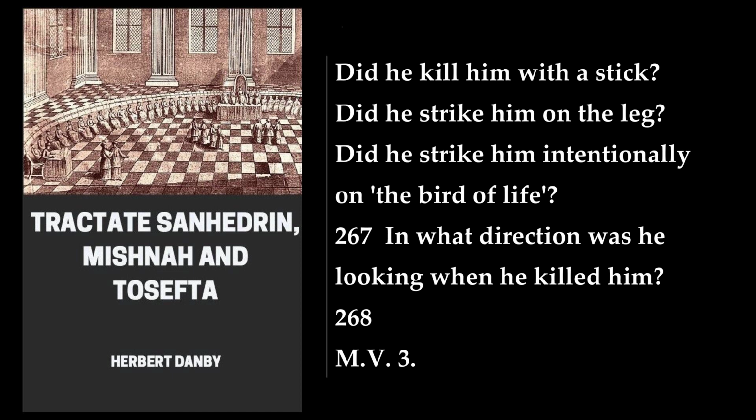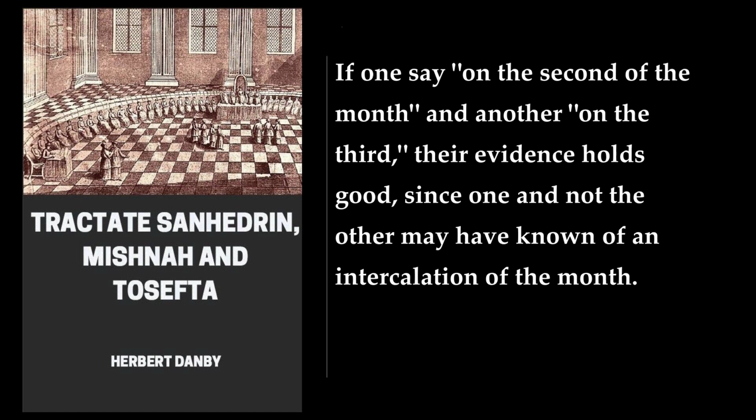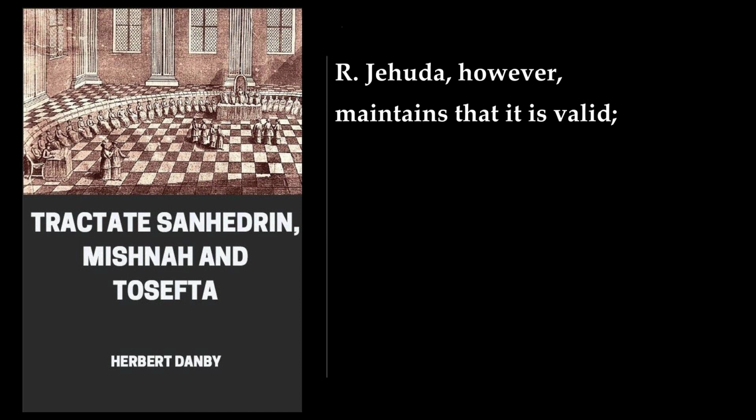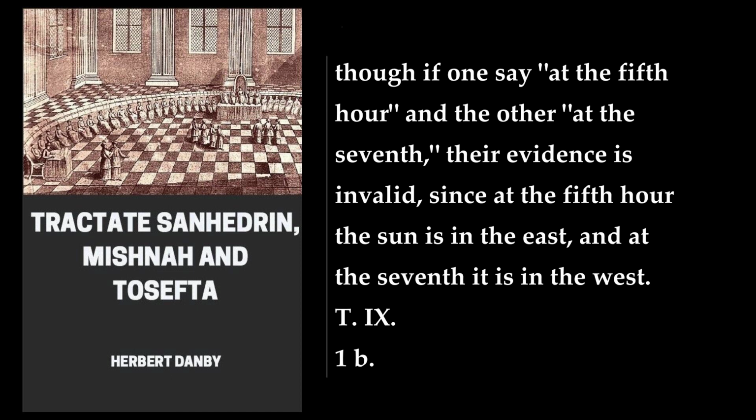268. MV3. If one say, on the 2nd of the month and another, on the 3rd, their evidence holds good, since one and not the other may have known of an intercalation of the month. If one say, at the 2nd hour, and the other, at the 3rd, their evidence is valid. If one say, at the 3rd hour, and the other, at the 5th, their evidence is invalid. R. Jehuda, however, maintains that it is valid. Though if one say, at the 5th hour, and the other, at the 7th, their evidence is invalid, since at the 5th hour the sun is in the east, and at the 7th it is in the west.